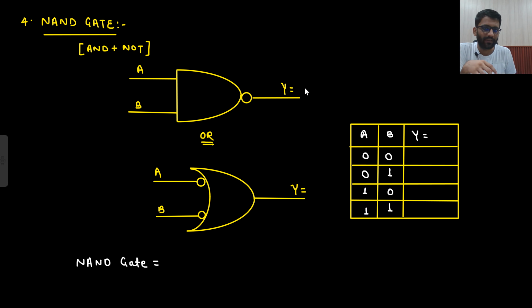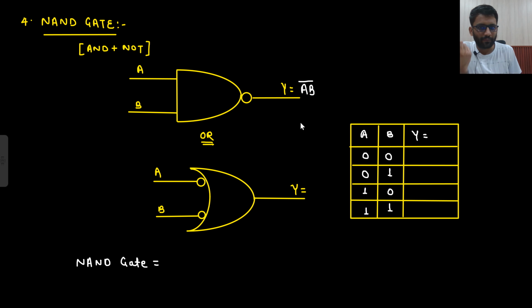So what will be your Y? Y will be A into B bar, right? First AND operation, A into B, and then bar. Okay. So Y will be AB bar.